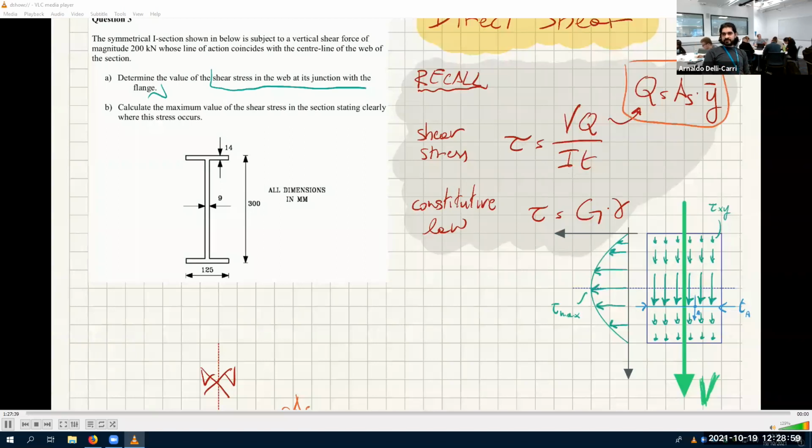What is Y bar? Did Said tell you about Y bar? Of course he did. What is Y bar? The Y coordinate of the centroid. No, almost, but no. It's not the Y coordinate of the centroid of the shaded area. Y bar is the distance between the centroid of the shaded area and the centroid of the section. Agreed? Yeah.